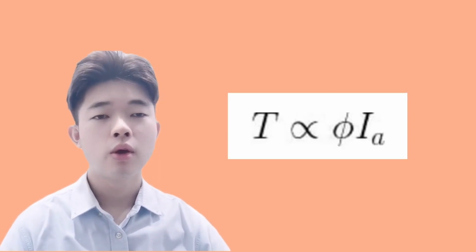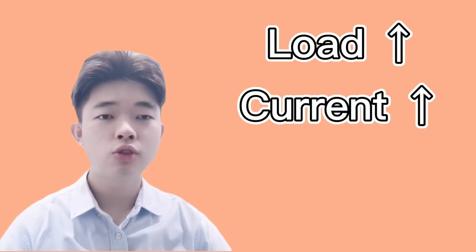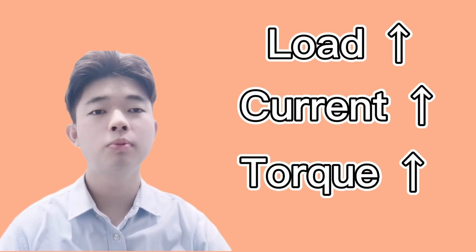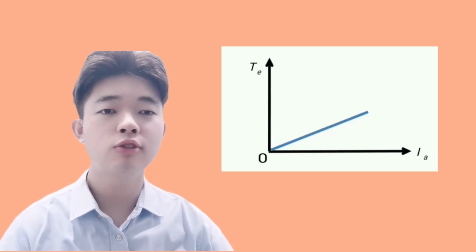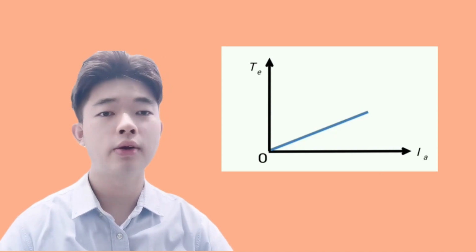First, let us have a look at the relevant equation, where the electric torque TE is directly proportional to the armature current IA. So when there's a load increase, the current drawn by the motor will also increase. With this, it can produce more torque. And this is the graph showing the relationship between electric torque and armature current.